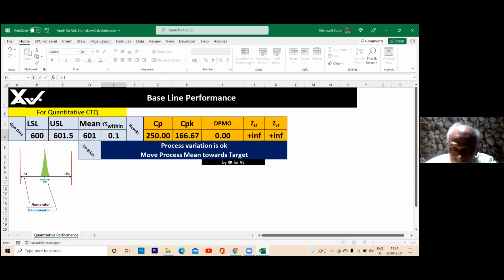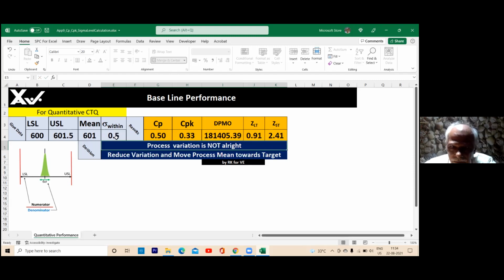If it is 0.1, it is 6.5. If it is 0.5, it is bad. Process variation is not right. What is the variation? Both Cp and Cpk. As he told you, Cpk means you have to move the mean to the target. Cp means you have to reduce the variation. Right? Yes.